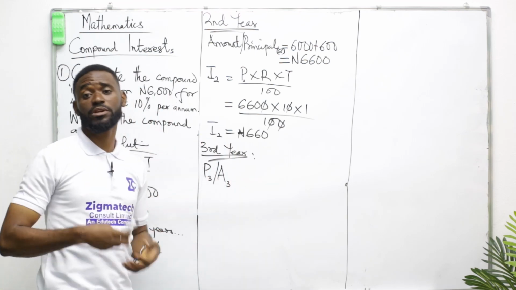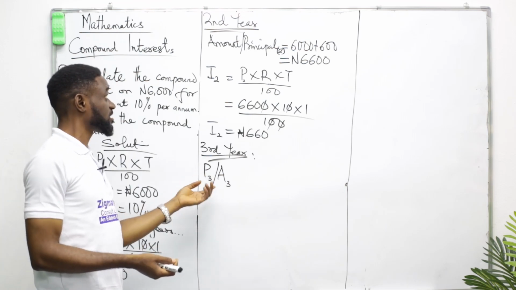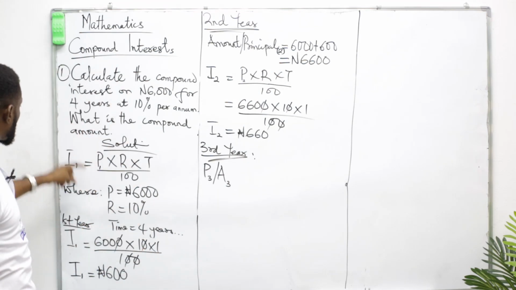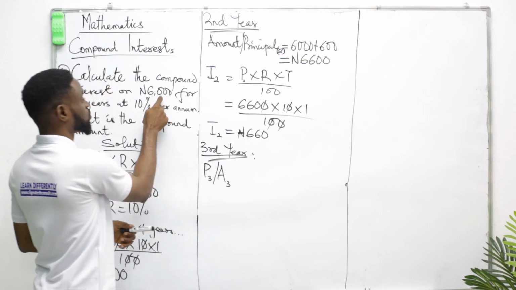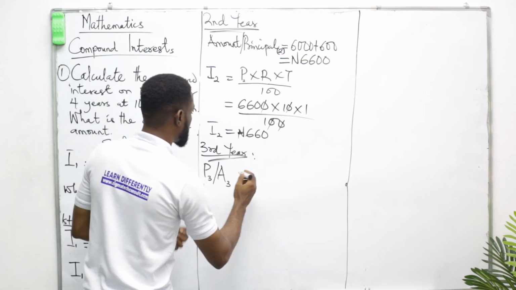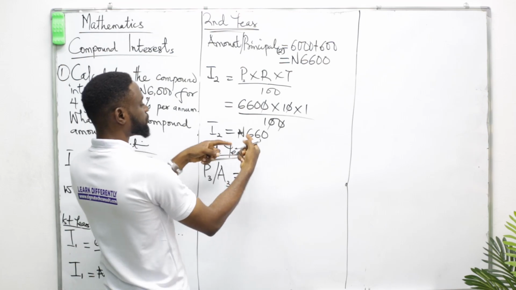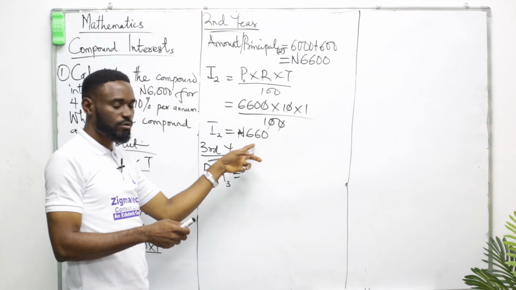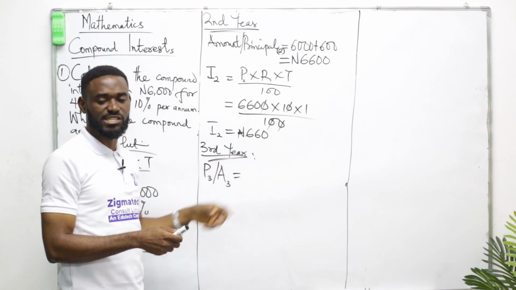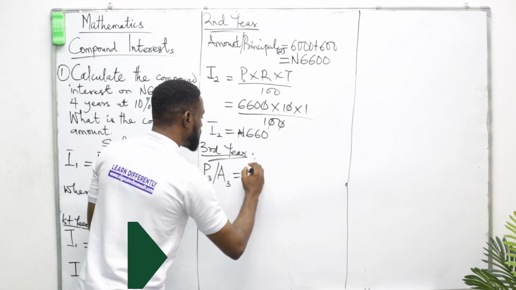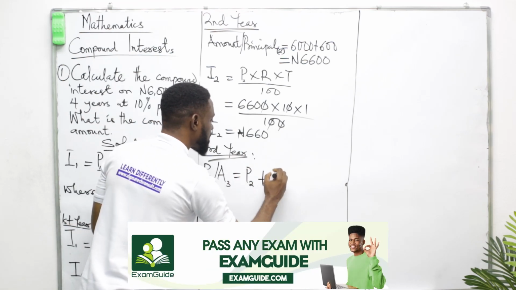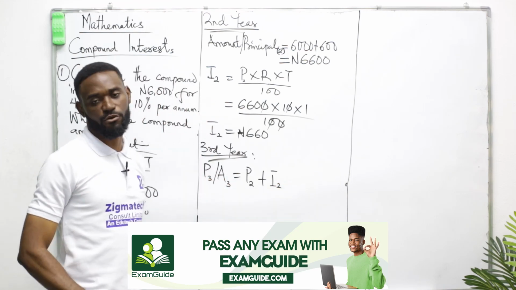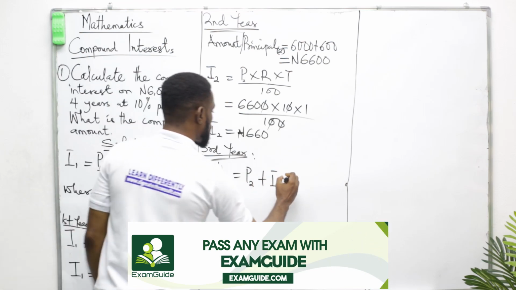Either you call it the principal or the amount. So the principal of the third year, this is the principal of the second year, this is the principal of the first year here, which is the one given in the question. So the principal of the third year is the principal of the second year added to the interest of the second year. So we have P2 plus I2 forms the principal of the third year. Do you understand?